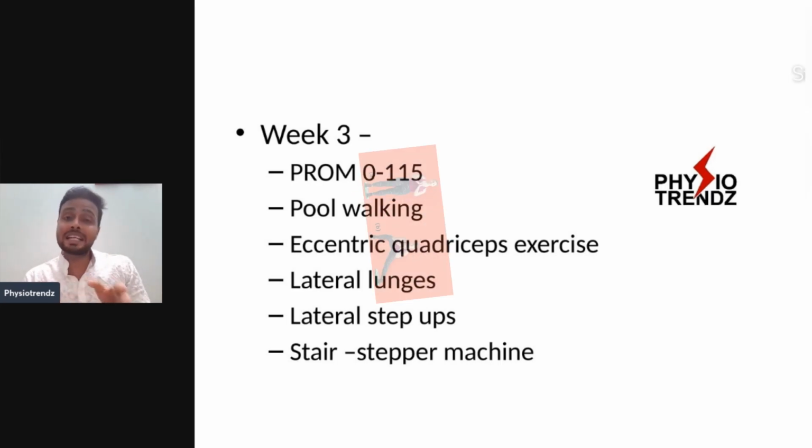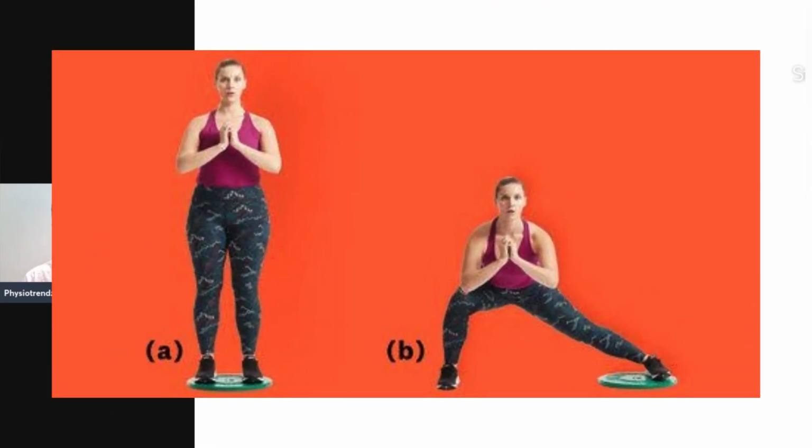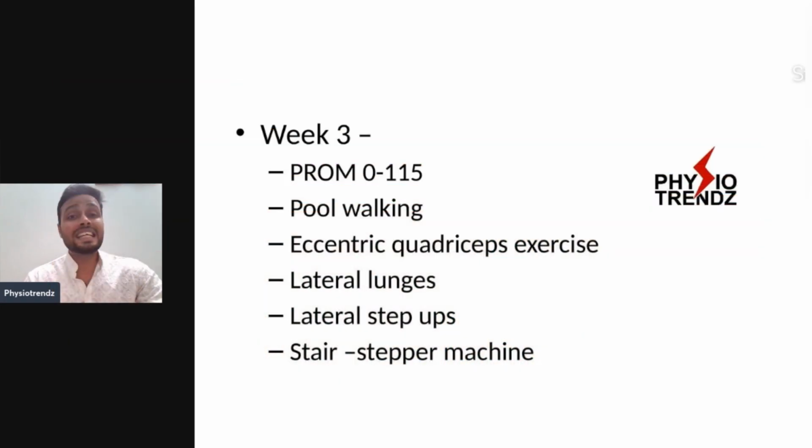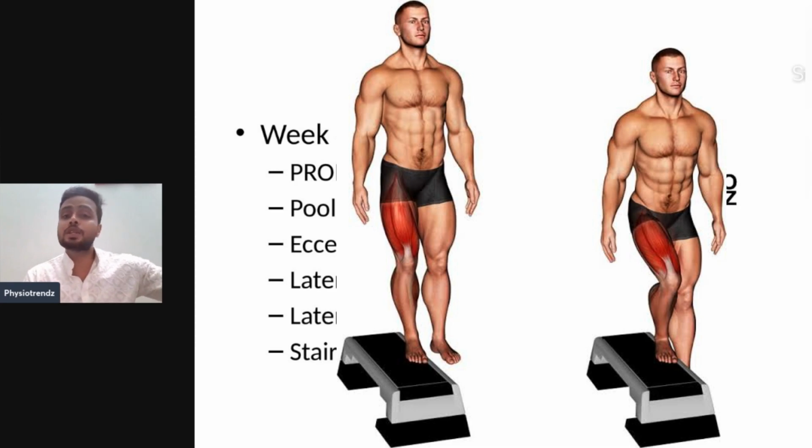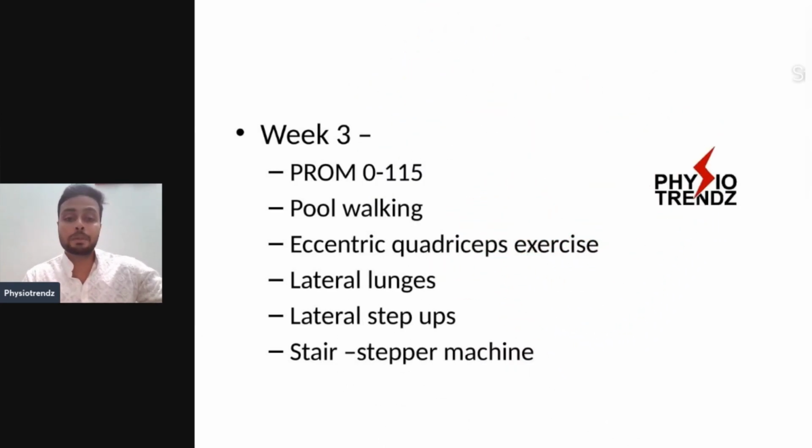Now we start with lateral lunges, not directly anterior forward lunges, because it is ACL reconstruction. We don't want more tibial translation in the anterior direction, but we need to strengthen the muscles surrounding the knee joint as well as the hip joint. That is why we start with the lateral lunges first and lateral step ups first, and slowly we progress towards the forward lunges and forward step ups.